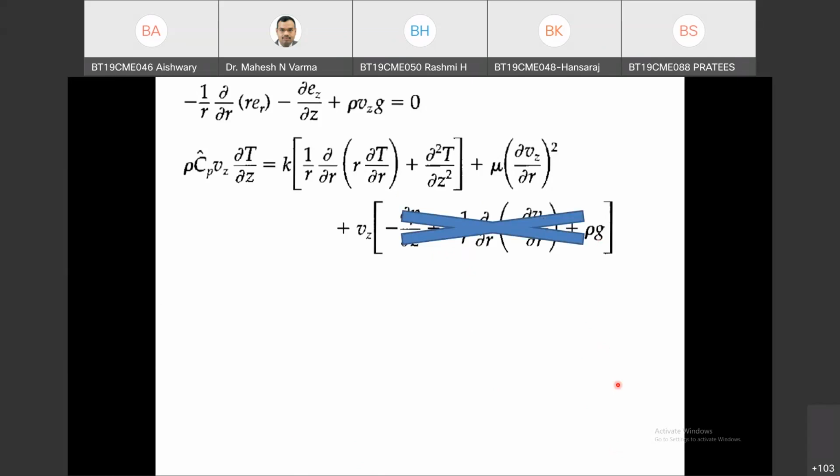Now, what more simplification can you do in this equation? Whether you can neglect this, this, or this. Roll number 49, Harshavardhan. Yes, sir. Can we neglect this? Yes, sir, because the variation in the Z direction is not much. Variation in the Z direction is not very much. That is the reason.